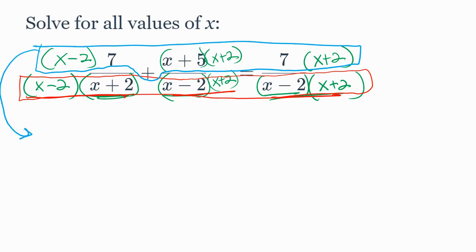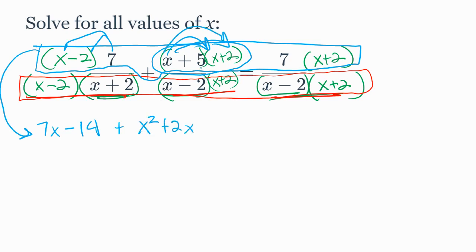So saving one step, I'm going to try to distribute each of these so that there's a little less work down below. So 7 will go into the first ones to be 7x minus 14. And then this x plus 5 times x plus 2 will be FOILed to be x squared plus 2x, and then plus 5x and then plus 10. Equal sign coming down, and then we're going to distribute that 7 to be 7x plus 14.